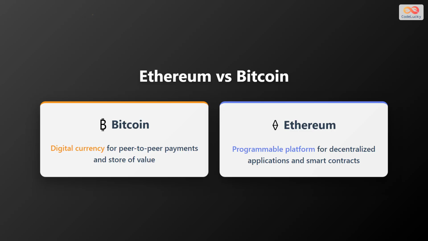While Bitcoin and Ethereum are both blockchain technologies, they serve different purposes. Bitcoin was designed primarily as a digital currency for peer-to-peer payments and as a store of value. Ethereum, on the other hand, is a programmable platform designed for building decentralized applications and executing smart contracts. Think of Bitcoin as digital money, while Ethereum is an entire computing platform.